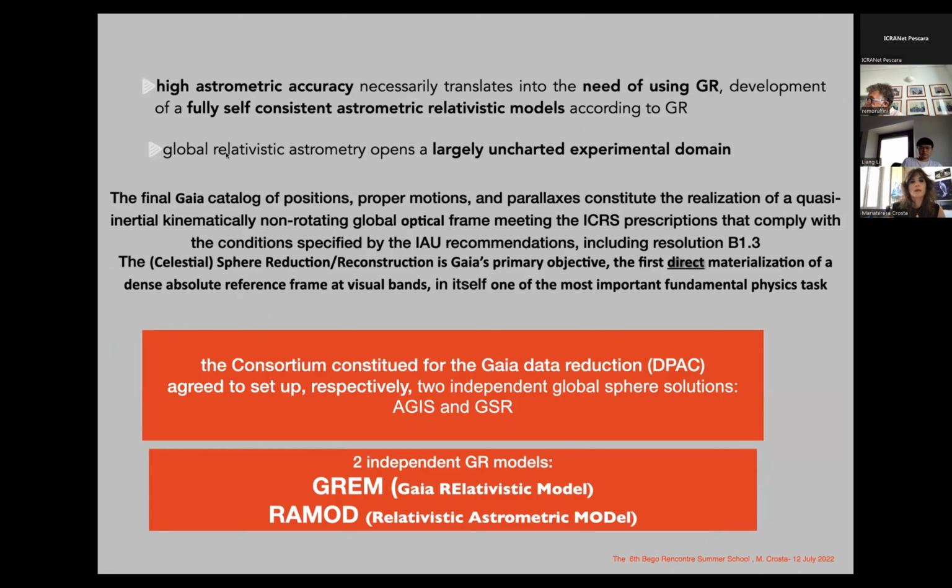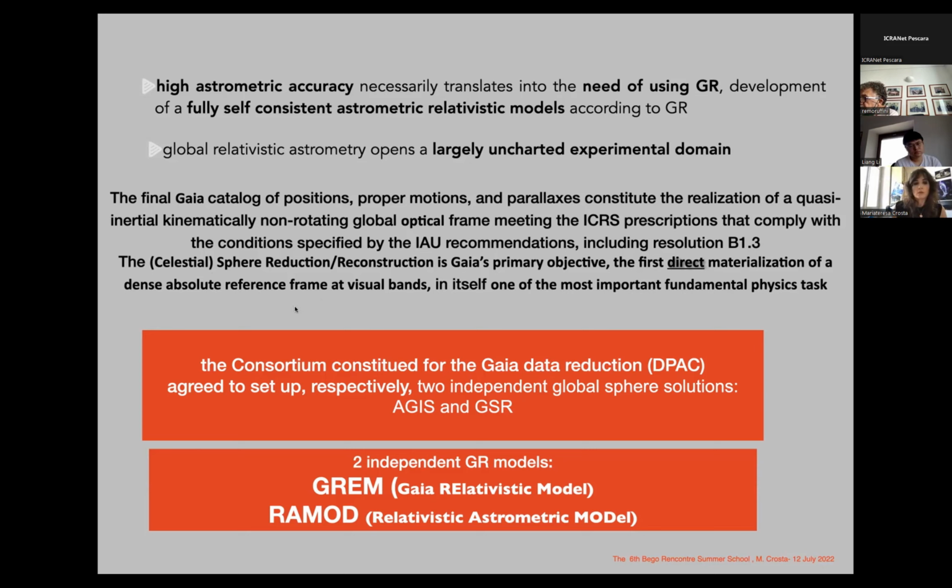And with Gaia, we have a large uncharted experimental domain, because it is the first time that we are implementing relativistic astrometry. The final catalog of Gaia of positions, proper motions, and parallaxes constitutes the realization of a quasi-inertial, kinematically non-rotating global optical frame that accomplishes the IAU recommendations, and is the first direct materialization of a dense absolute reference frame in visual bands, and itself is one of the most important fundamental physics tasks that Gaia will accomplish.